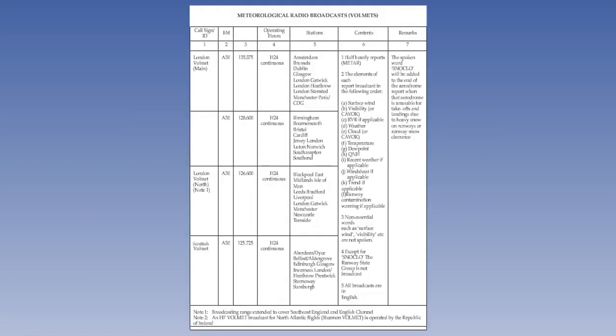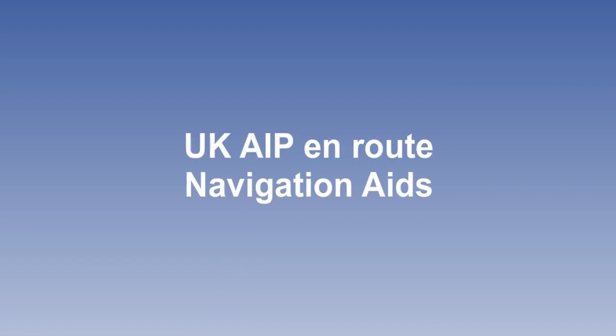Continuous broadcasts of weather reports can be obtained in flight on a system known as VolMet. The frequencies and times of operation of VolMet are tabulated in this section. We shall now look at UK AIP ENR, which is in Part 2 of the AIP and contains the information concerning en route navigation aids.